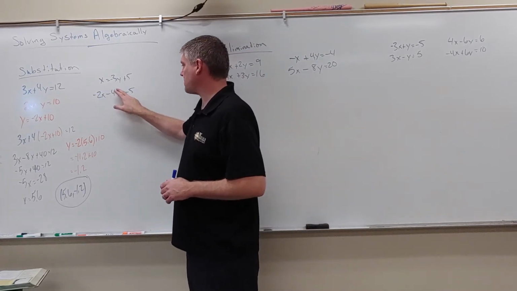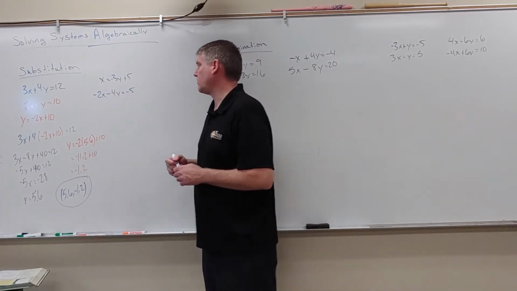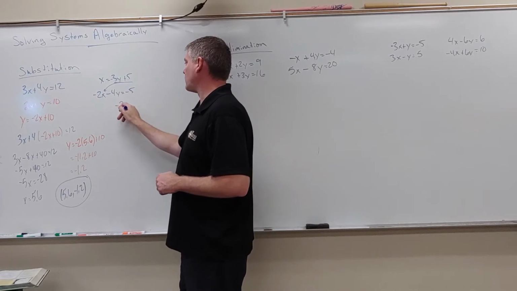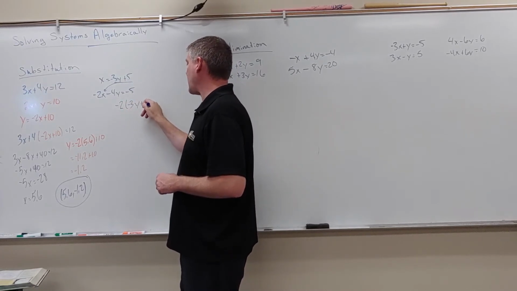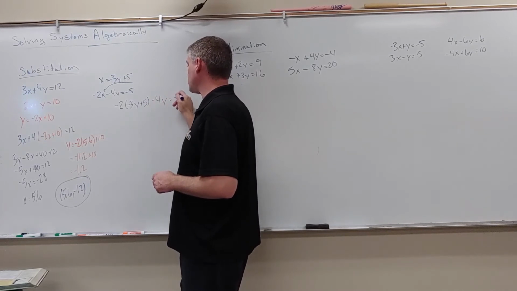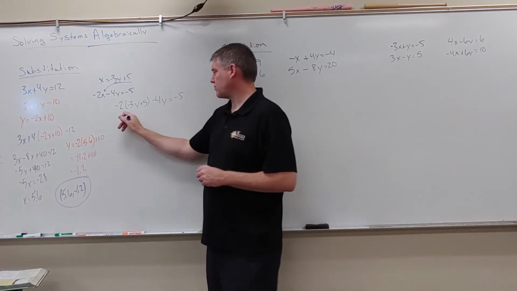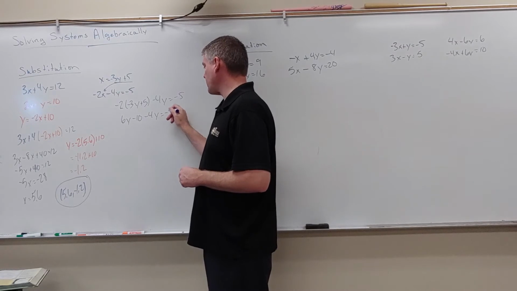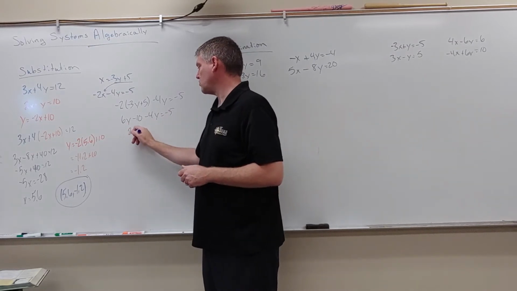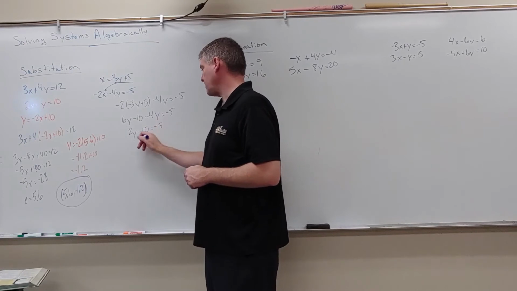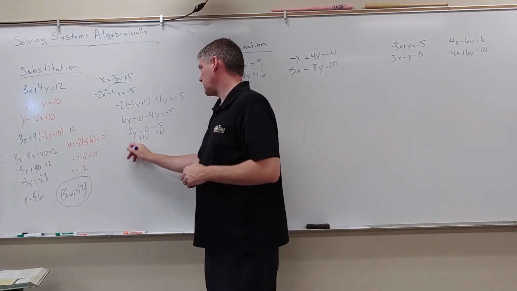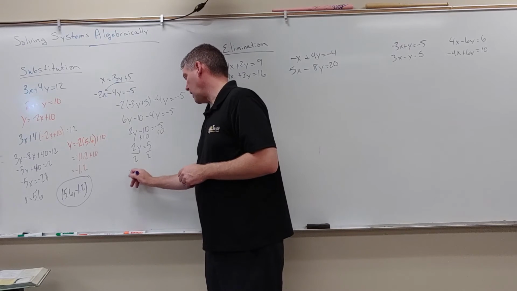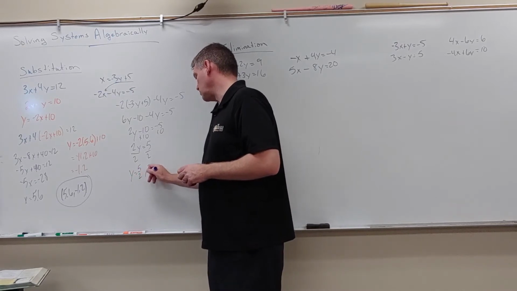So now I'm going to do the same thing here, but I already have one of my variables solved for. So I'm going to take this whole piece and plug it in for my x here. So I end up with negative 2 times negative 3y plus 5 minus 4y equals negative 5. I'm going to distribute my negative 2 through, so I have 6y minus 10 minus 4y equals negative 5. Combine my y's. It's going to give me 2y minus 10 equals negative 5. Add my 10 over. Okay, so 2y equals 5. I'm going to divide by 2. So I get y equals 5 halves, or 2.5.